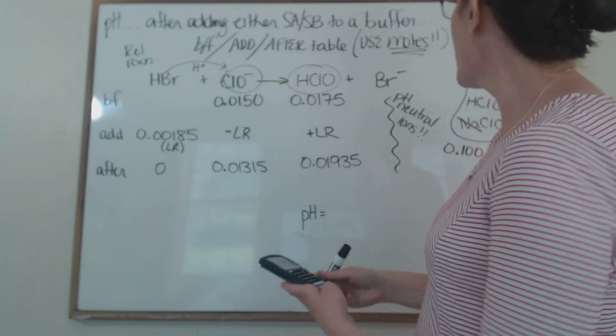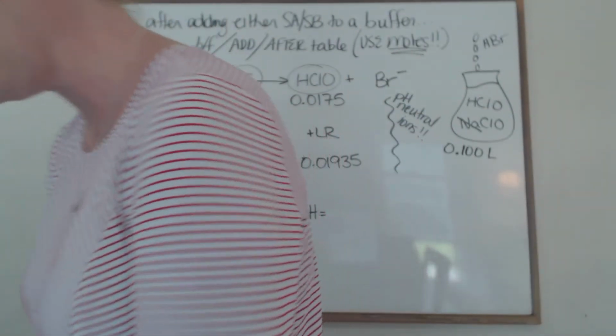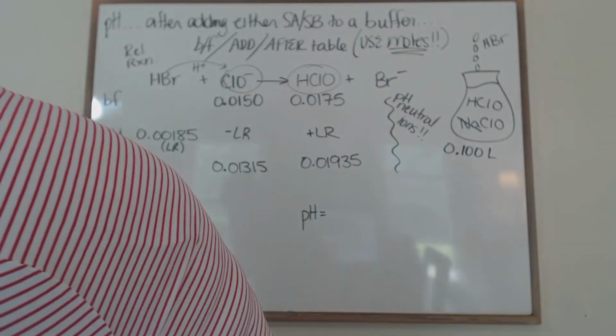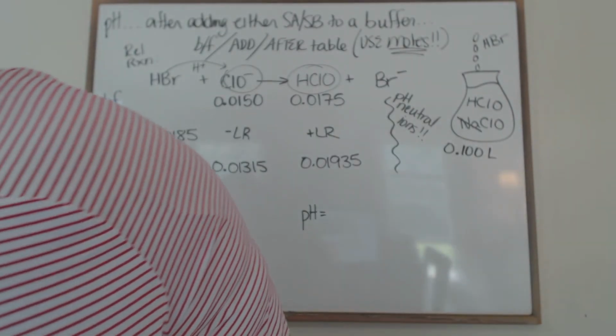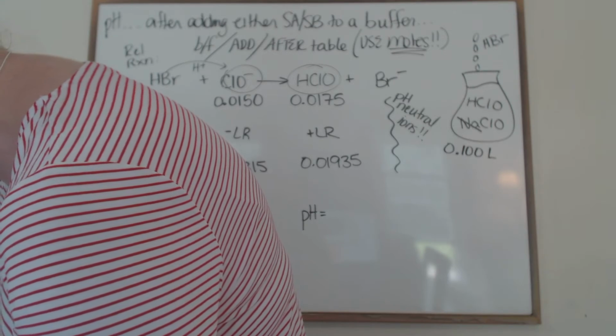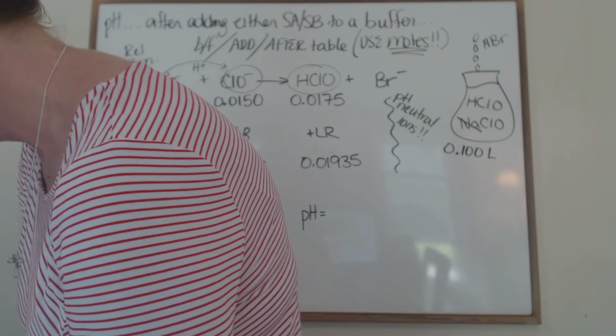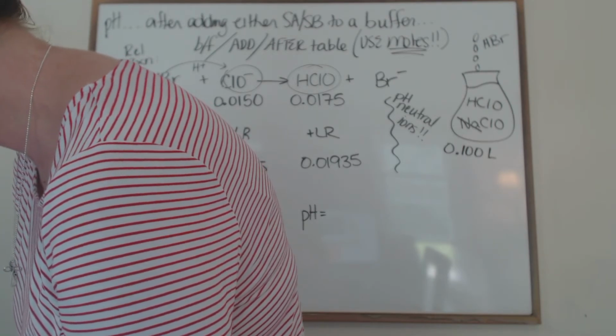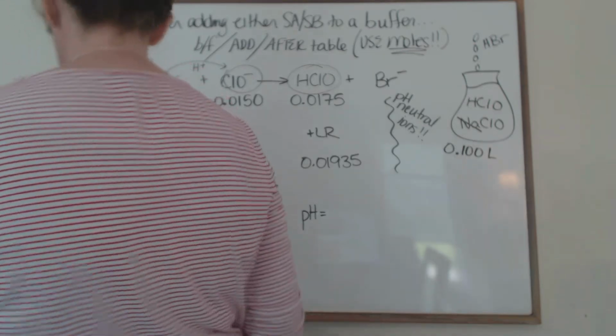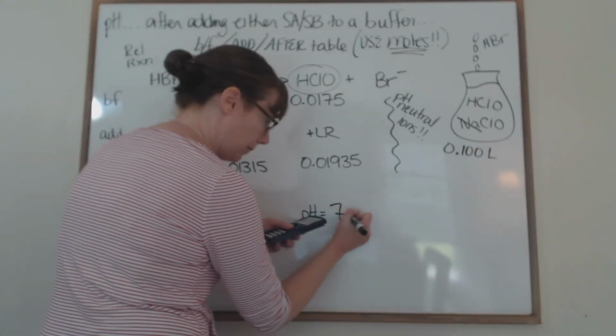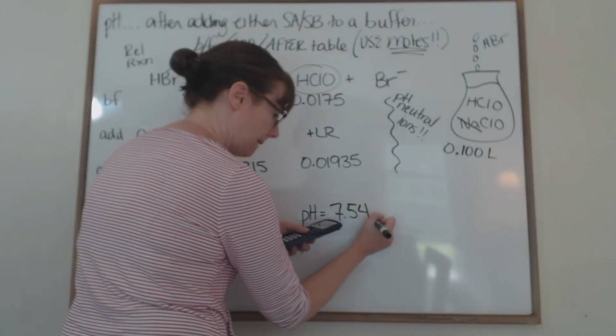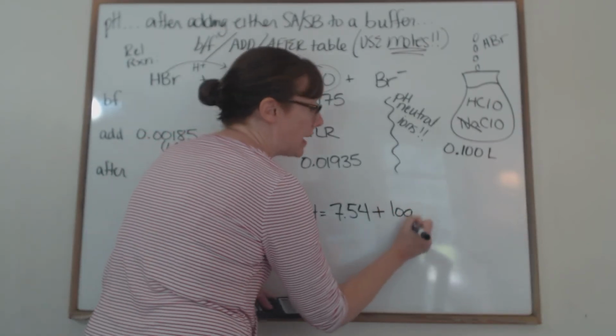So the pKa, I'm forgetting what it was. I've got to do it again. It's the negative log of the Ka, which was 2.9 times 10 to the negative 8. The pKa was 7.54, plus the log of the base over the acid.